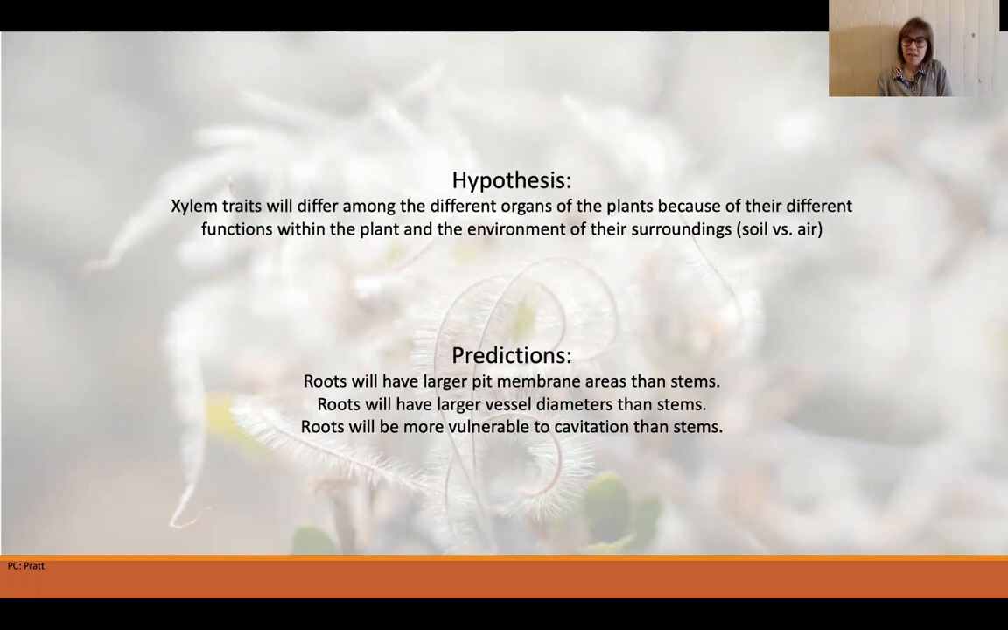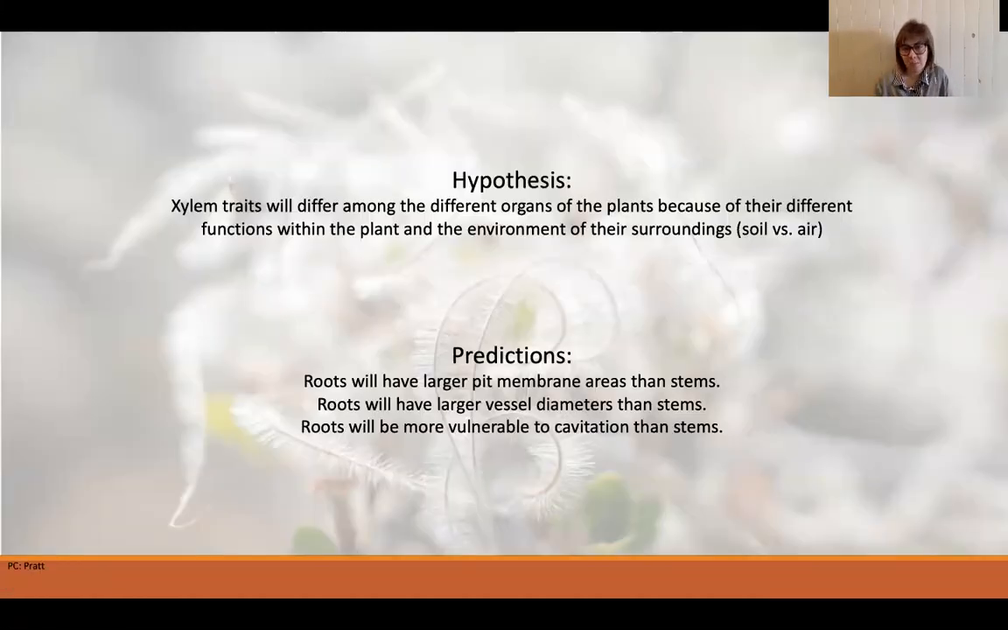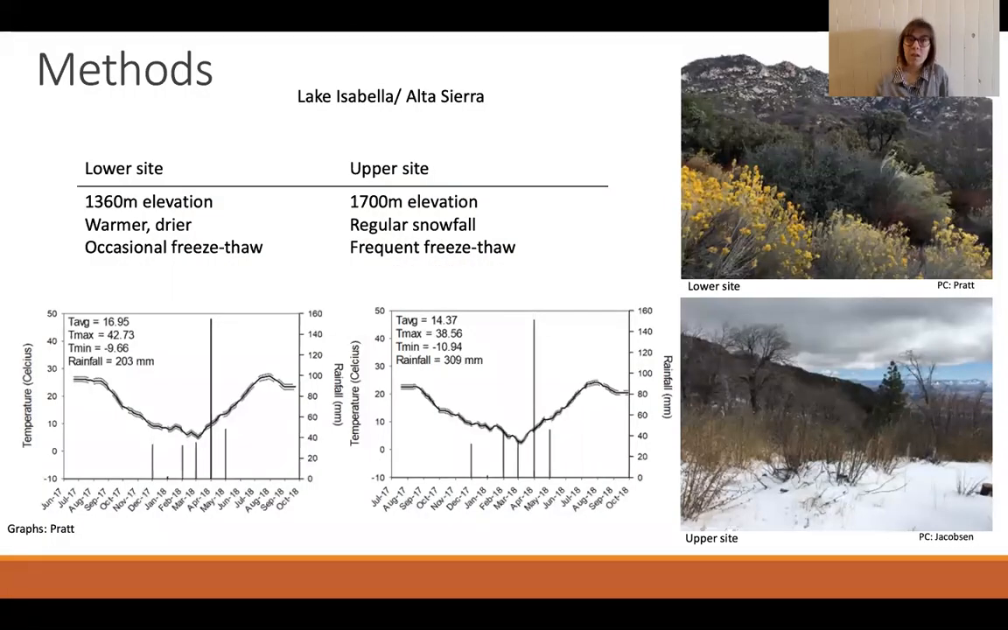With that, I predicted that roots would have larger pit membrane areas. So these holes in the side walls of the vessels would be larger in the roots than the stems. I also predicted that roots would have larger vessel diameters than the stems, and therefore that roots would be more vulnerable to cavitation than the stems.